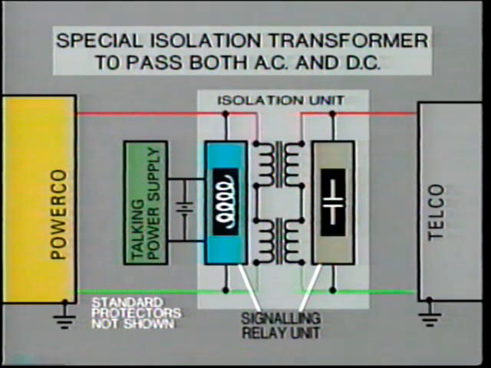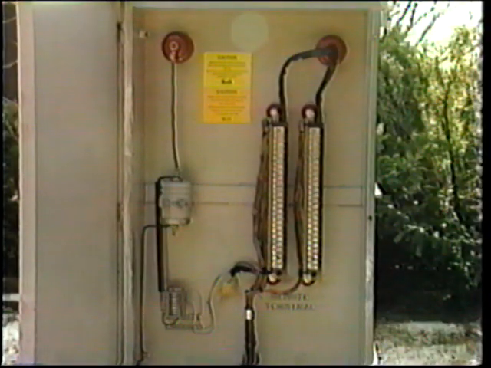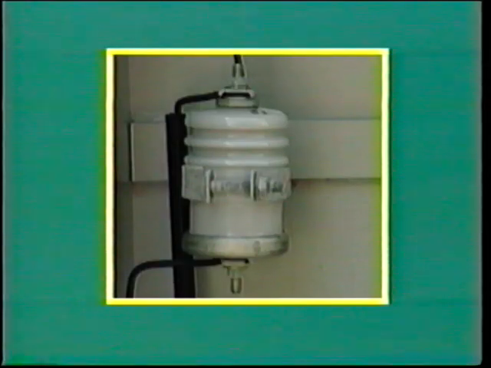For incoming calls, as the ringing signal is 20 hertz, 90 volts AC, which is passed by the isolating transformer, the relay is only needed to seize the line and stop the ringing signal. You'll find that lightning arresters and surge protection are connected, as is the case with all high voltage power equipment. The preferred type is the metal oxide gapless arrestor. The lightning arrestor is usually covered to protect personnel and equipment in case of an explosion.